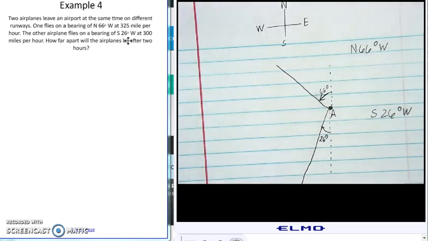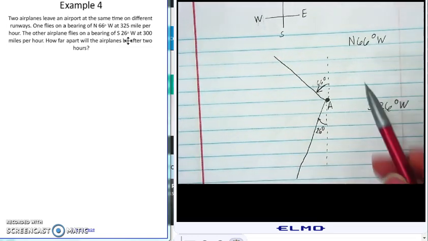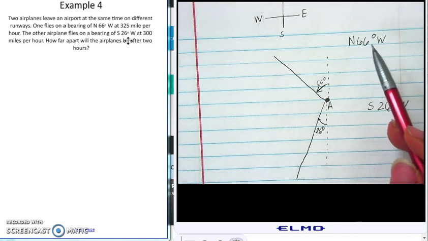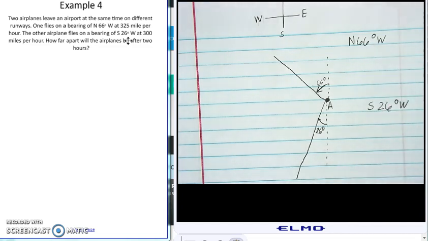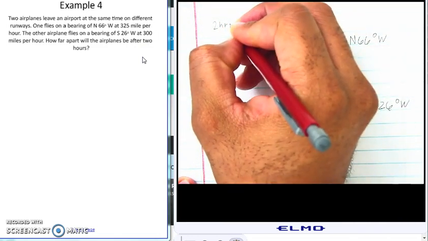So we have 26 degrees there. So south 26 degrees west. And this is north 66 degrees west. All right, now, before we actually get to the numbers and all the miles per hour and all the good stuff, the last part says, how far apart will the 2 airplanes be after 2 hours? So we're talking about a 2-hour flight so far. So 2 hours.